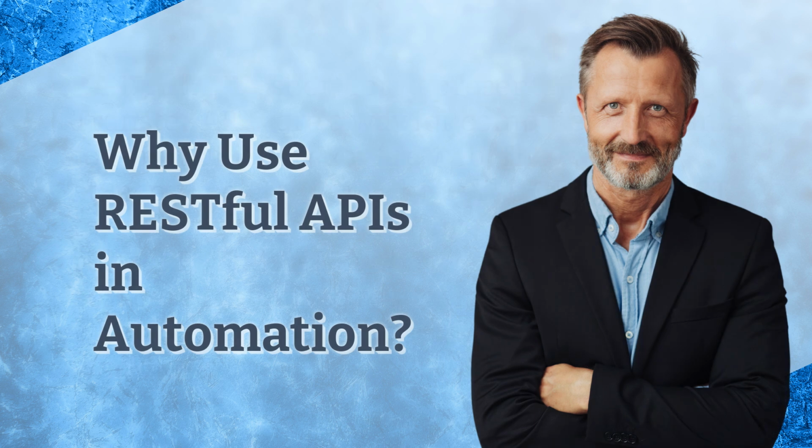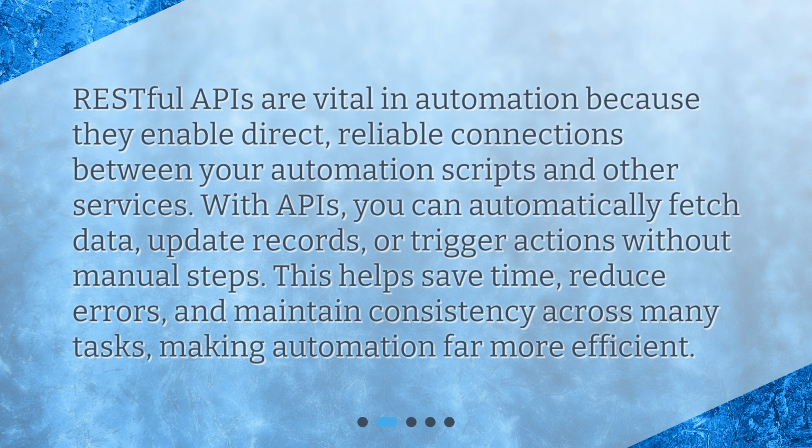Why use RESTful APIs in automation? RESTful APIs are vital in automation because they enable direct, reliable connections between your automation scripts and other services. With APIs, you can automatically fetch data, update records, or trigger actions without manual steps. This helps save time, reduce errors, and maintain consistency across many tasks, making automation far more efficient.